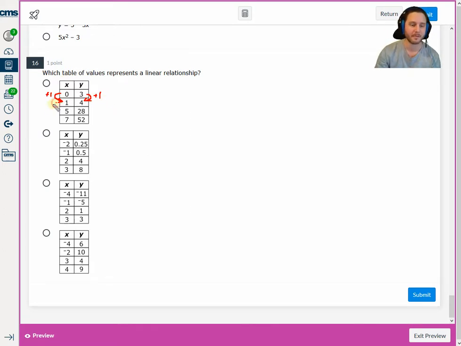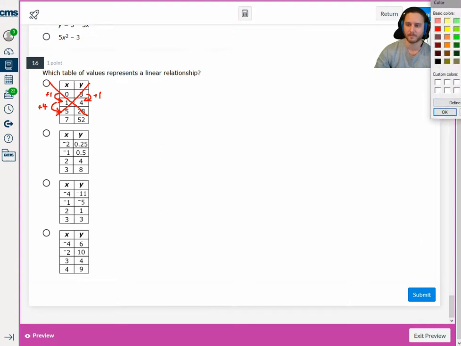So this time the left side increased by 4. That means the right side should increase by 4. That's not what happened though. Instead of adding another 4, we multiplied it by like 7. So already this table is out. That doesn't work. That's no good.